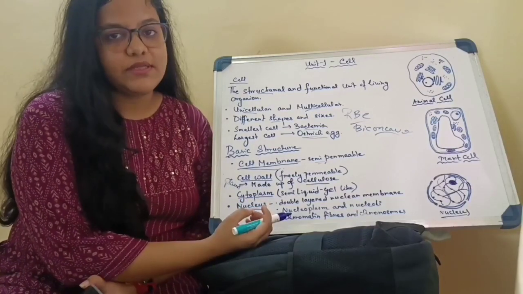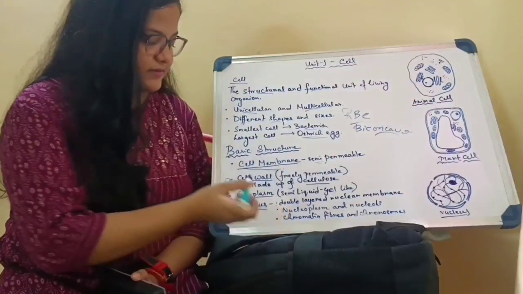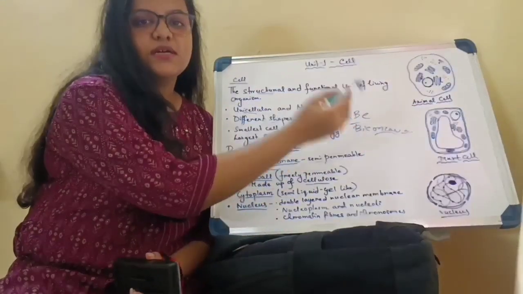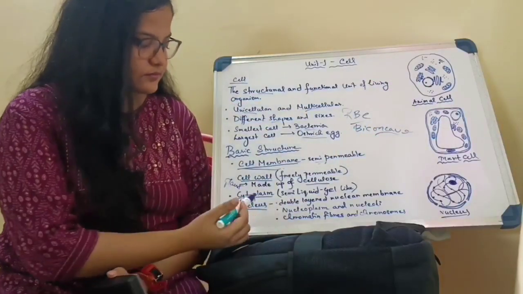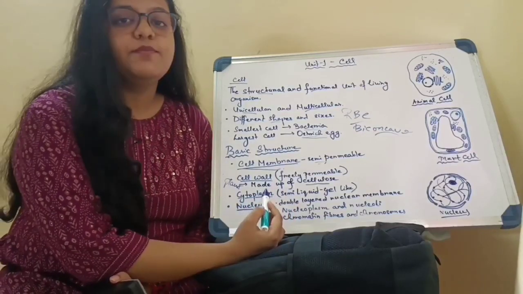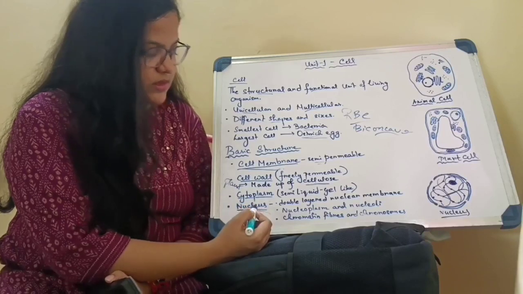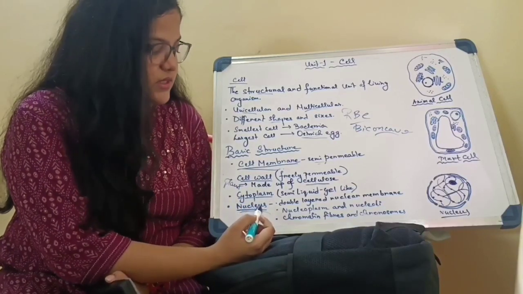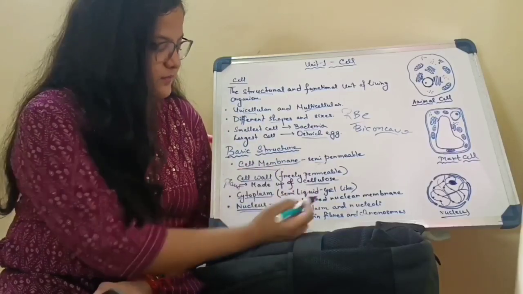Now let us come to the cytoplasm. It is a semi-liquid, that is, a gel-like substance that is present inside the cell. The cytoplasm contains all the other cell organelles in it. The cytoplasm contains a very important structure of the cell, which is the nucleus. Now you will ask me, what is the nucleus? The nucleus is the main functioning unit of the cell.